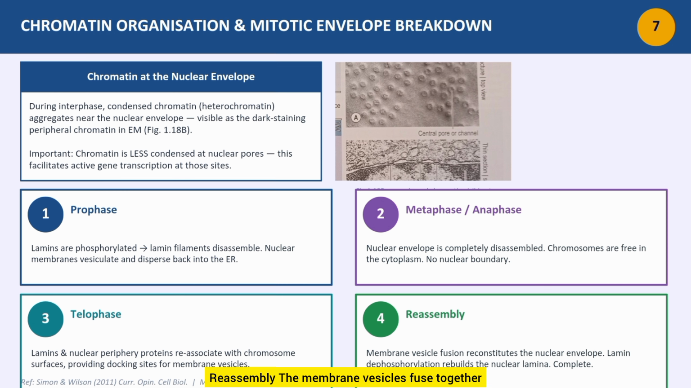Step 4. Reassembly. The membrane vesicles fuse together around the chromosomes, reconstituting the nuclear membranes. Then the lamins dephosphorylate, remove their phosphate groups, which allows them to polymerize back into filaments, rebuilding the nuclear lamina. The nuclear envelope is complete again.